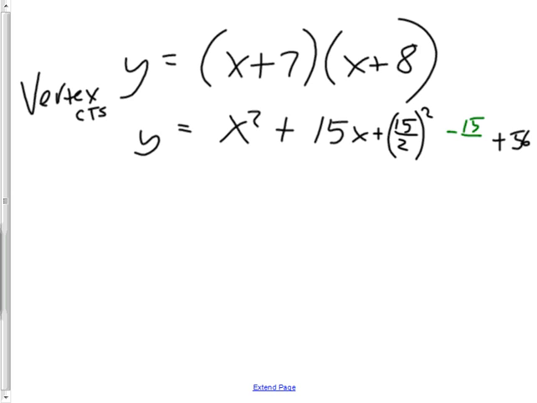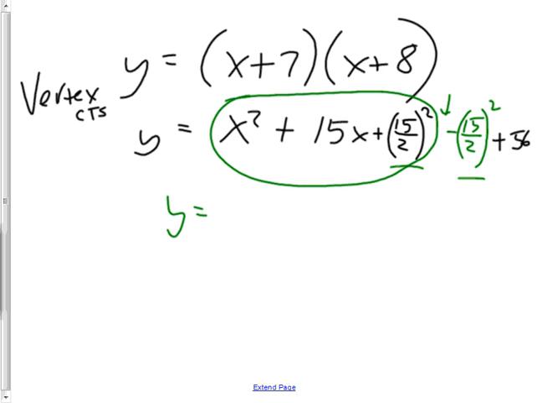Negative 15 halves squared. Now notice that negative can't get squared away, otherwise this would be positive and that would be positive, and they wouldn't cancel each other off like they're supposed to. So this negative is going to wait until we're done squaring it and then get applied. All right, so then this part right here factors. You should have had y equals x plus 15 halves quantity squared.